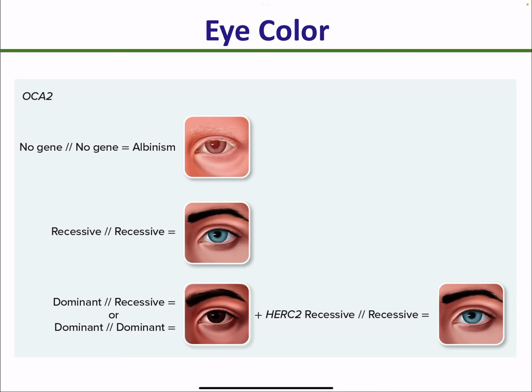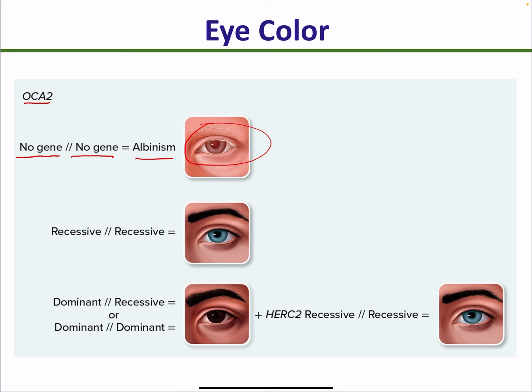Okay? Now, what we see is that in individuals that are albino, these individuals have mutations in the gene OCA2 so that the gene is not expressed. Okay, so no product for OCA2. This leads to albinism, right? No pigmentation in the eye.